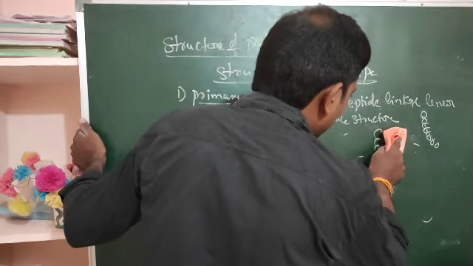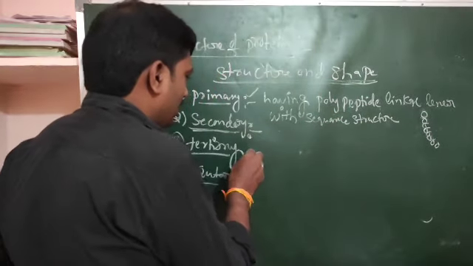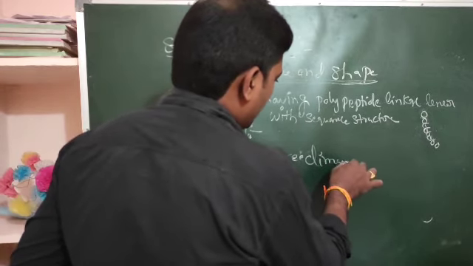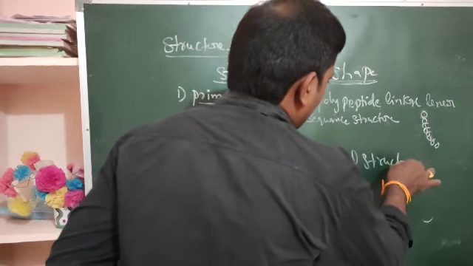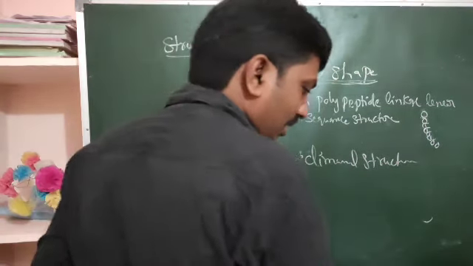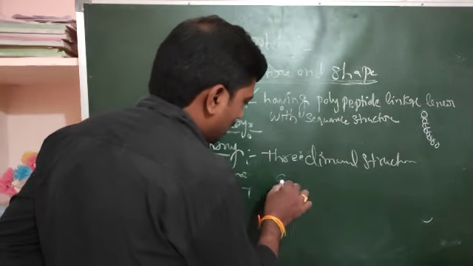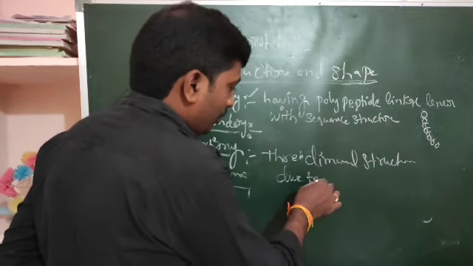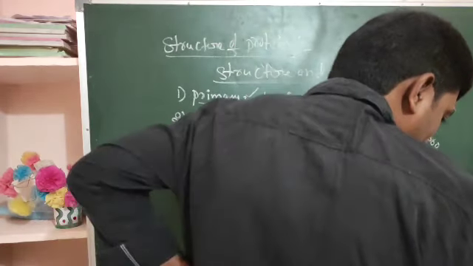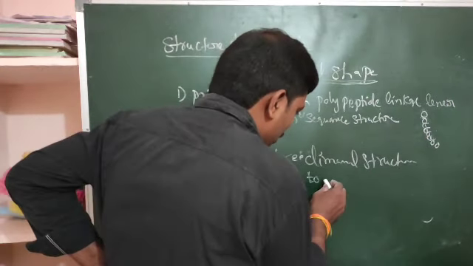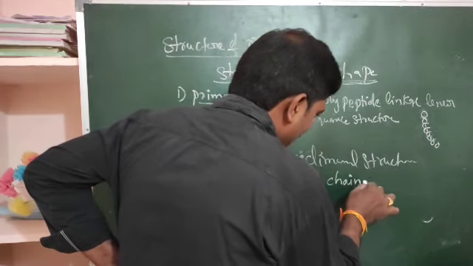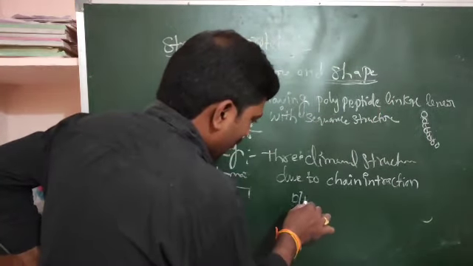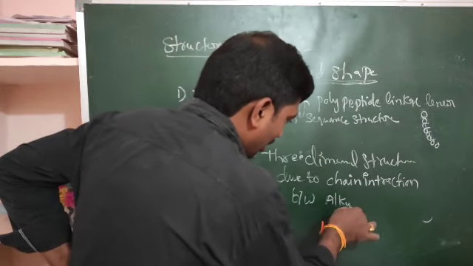Next, tertiary means the three-dimensional structure. The three-dimensional structure we will call tertiary. How does it form the three-dimensional structure? Due to bonding. Which bonding? Hydrogen interaction between the R groups, due to the chain interaction between alkyl groups.